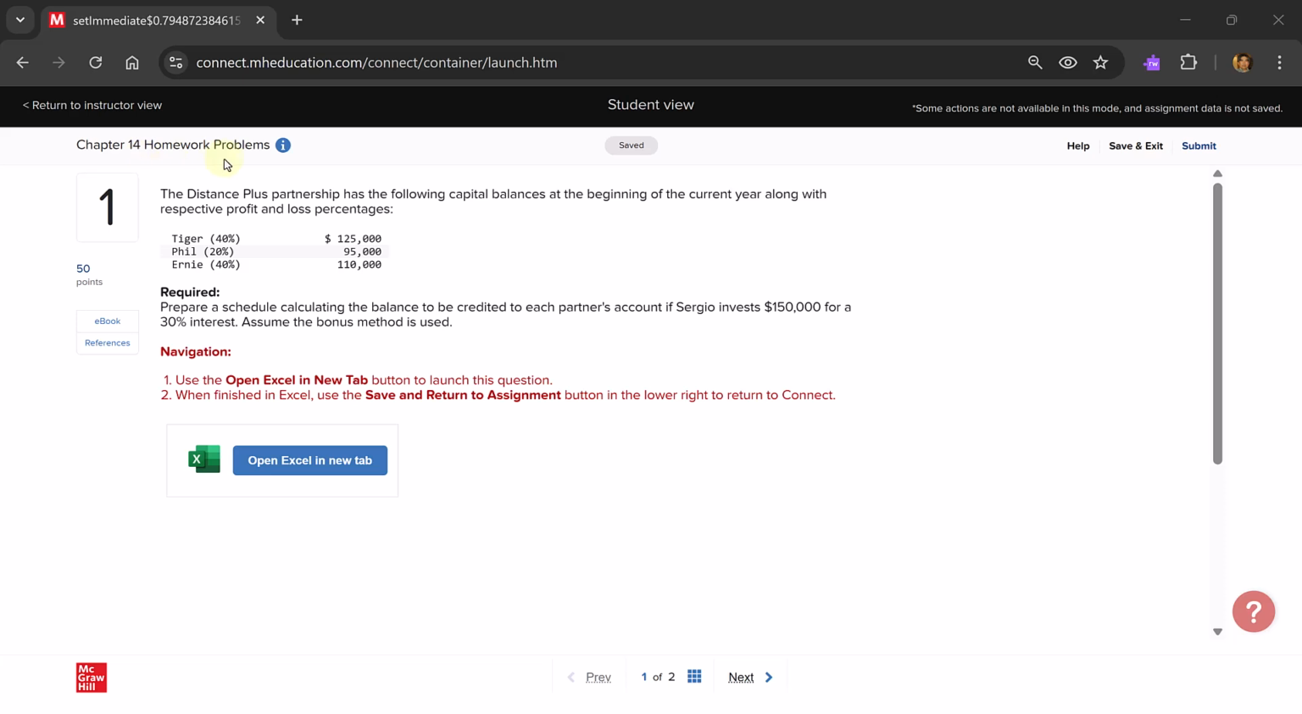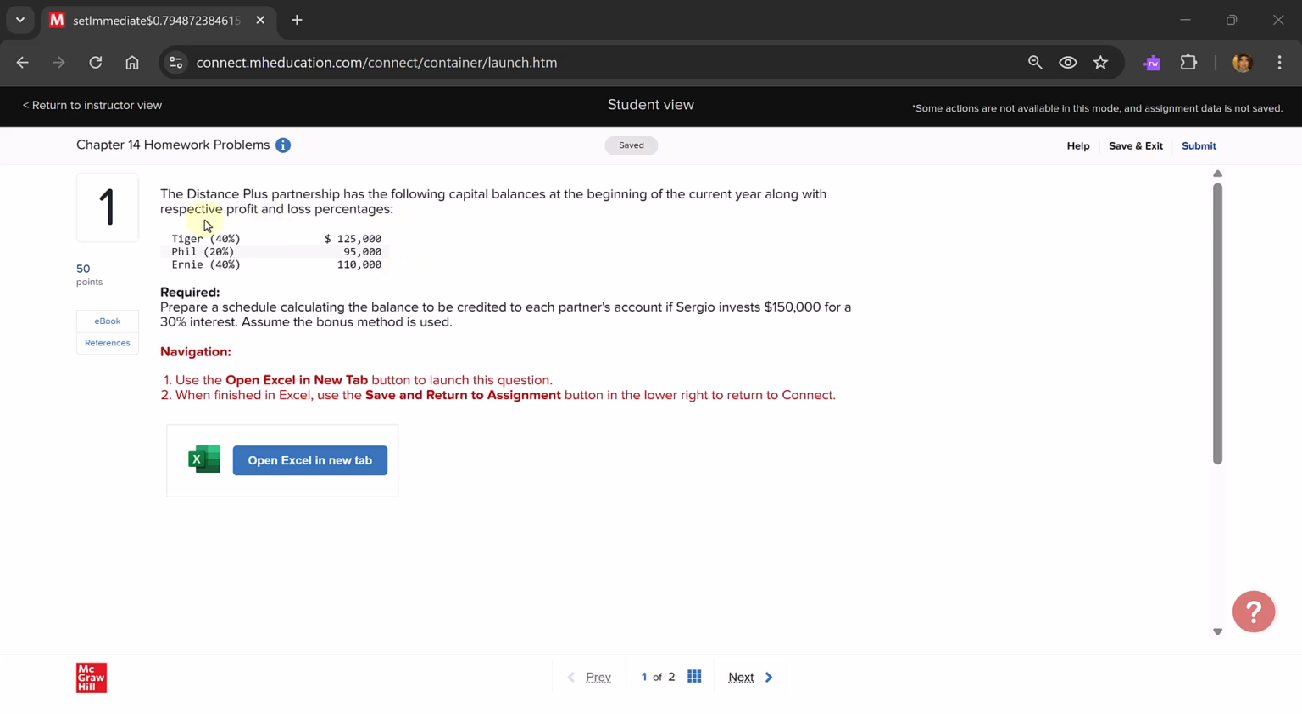Our chapter 14 homework problems. There are probably going to be two problems, and this is the first problem of two. And because the problem is algorithmic, that means the numbers you see here may differ from what you get in your homework assignment. But the formulas we use should be very similar.